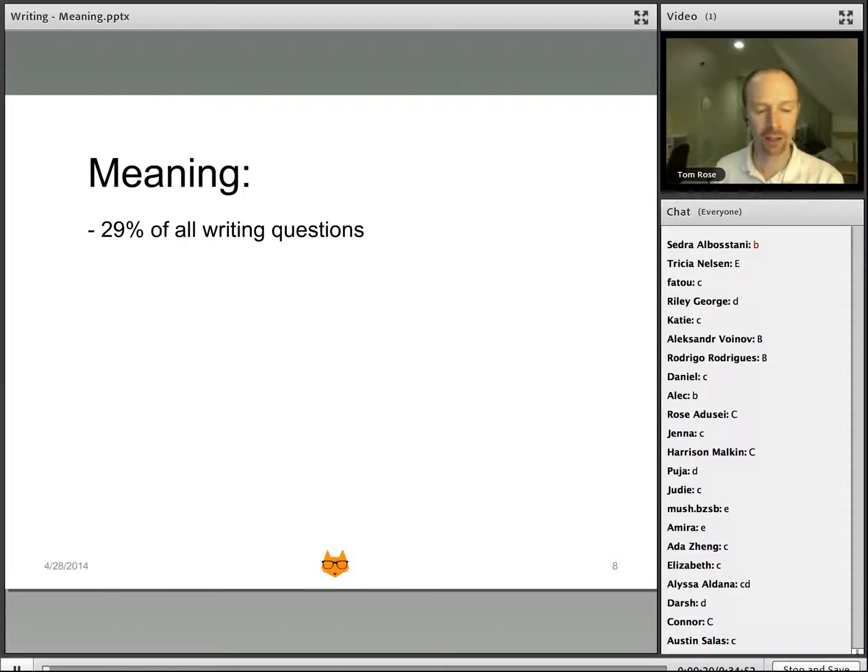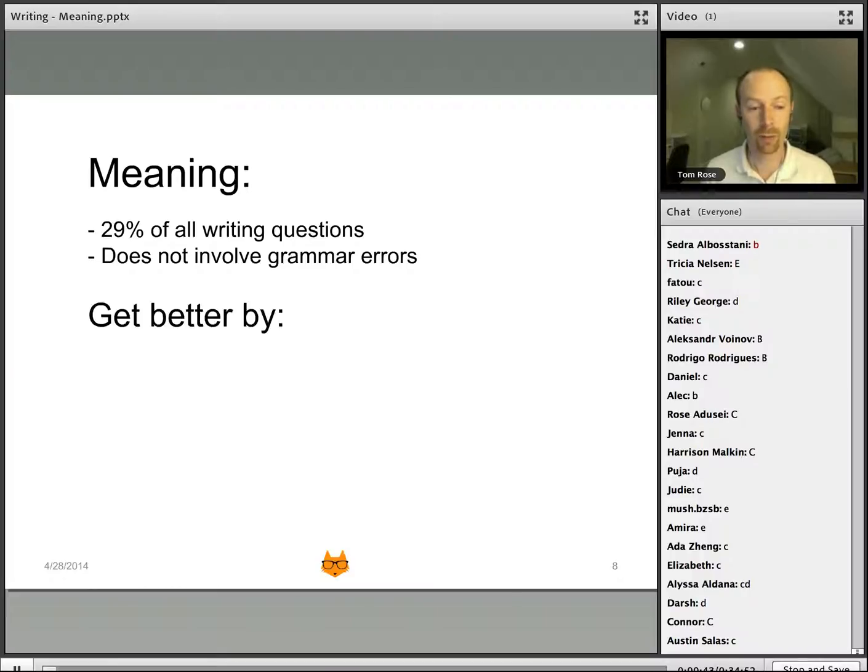First of all, errors in meaning afflict 29% of all writing questions. So it's a very common error type. It's right up there with verb tense in terms of how common it is. Second, it does not involve grammar errors at all. So that makes this a very unique error type in the writing section because all the rest of the error types deal with grammar.